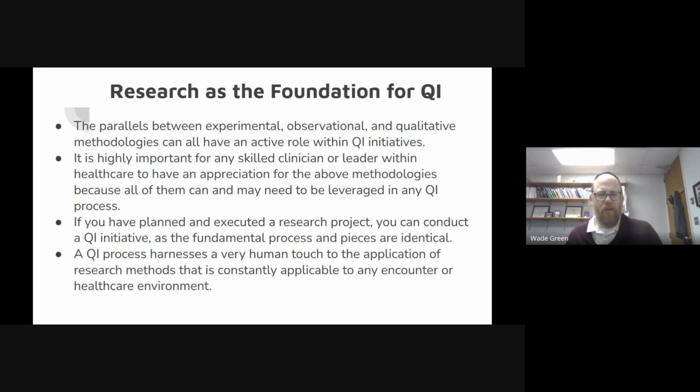The cool thing about QI projects is that they harness a very human touch to the application of research methods. And this is constantly applicable to any encounter or healthcare environment that you're in. The problem can be a larger problem or something really, really small, right? It can be a crazy easy, small scale type of issue. But maybe even by addressing smaller scale problems over the course of time, you can move mountains in healthcare by doing things like that. So I hope this has been helpful.